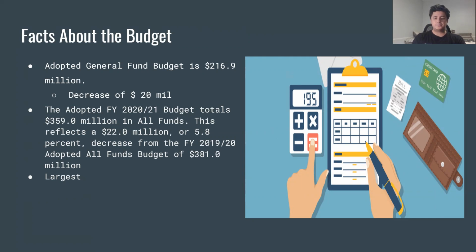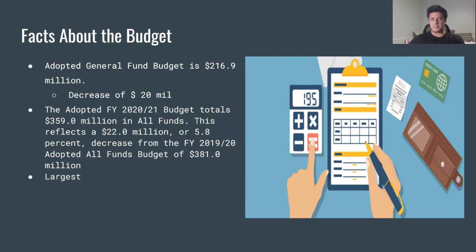Quick facts about the budget. The adopted general budget is $216.9 million. That is actually a decrease of 20 million. The 2020-2021 adopted budget was balanced through a combination of strategies: continuing the hiring freeze, reducing personnel costs, reducing operating expenditures, minimizing purchases of capital to focus on only the most essential and necessary project equipment, and reducing transfers from the general fund. This was actually taken from their budget, and it has a lot to do with the pandemic.